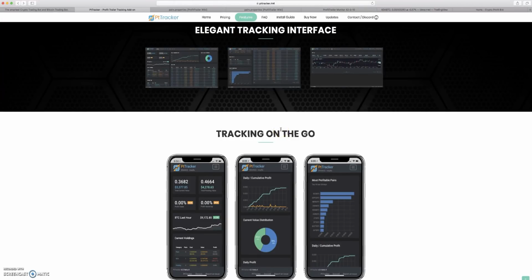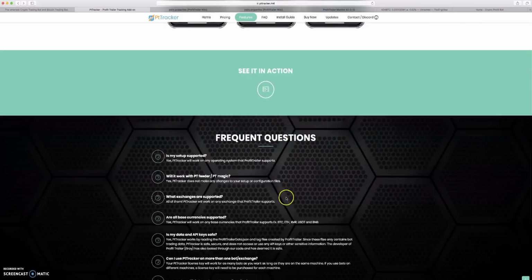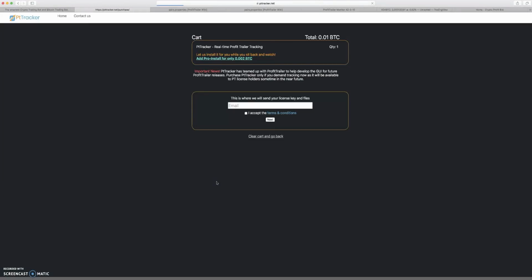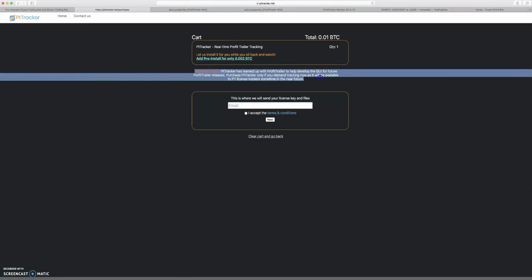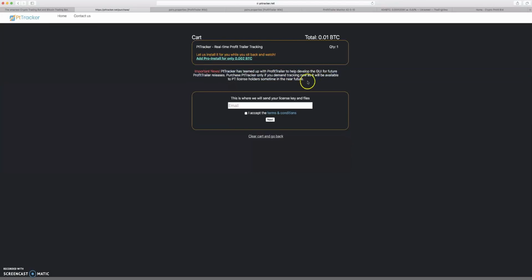I never showed anybody this, but this is a really cool tool, and I've seen a lot of other YouTubers use this. But what's cool, and if you have Profit Trailer, you will see this. If you go down to buy, it says important news. PT Tracker is teamed up with Profit Trailer to help develop the new GUI for future Profit Trailer releases. Purchase PT Tracker only if you demand tracking now, as it will be available to PT license holders sometime in the near future. So this is actually really cool. I'm really excited about this. We're going to get this for free if you own a PT license.